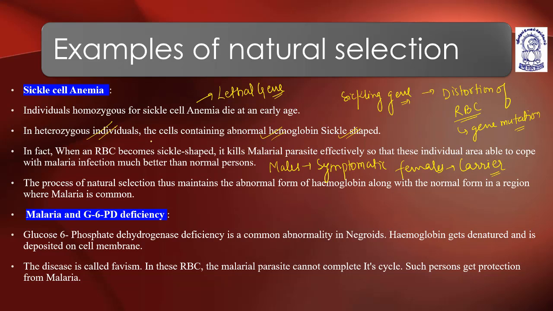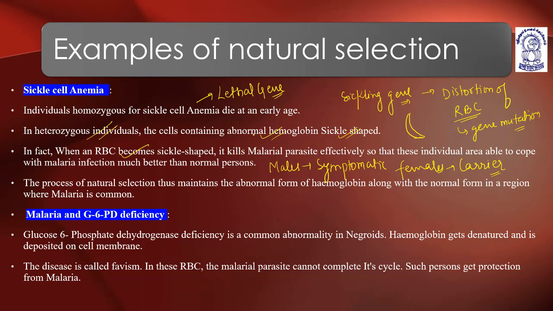So in heterozygous individuals, the cells containing abnormal hemoglobin become sickle shaped. The biconcave shape becomes sickle shaped. In fact, when the RBC becomes sickle shaped, it kills the malarial parasite. Now, how did the native people of Africa, just around the equator regions, get a survival advantage because of sickle cell trait or sickle cell anemia in case of males?